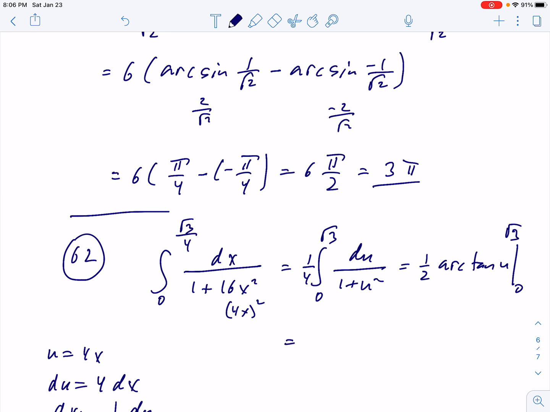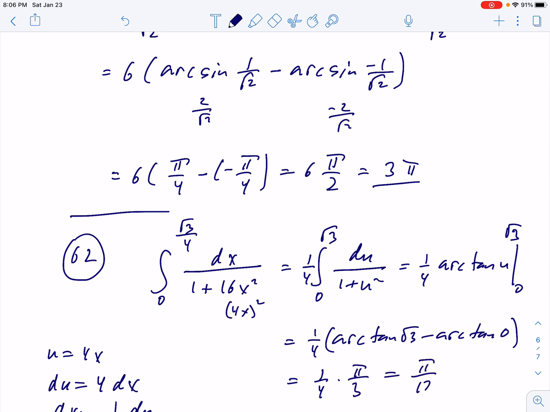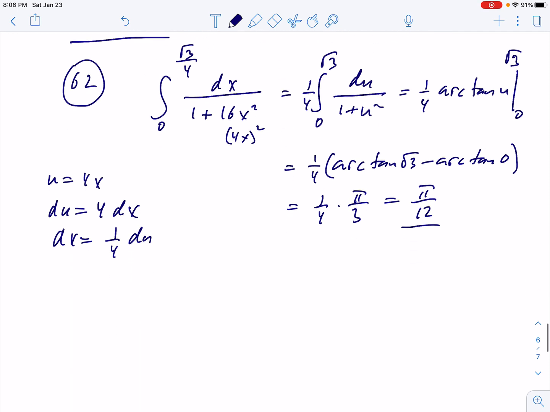And this will be, 1/4 in front, arctangent root of 3 minus arctangent 0. And tangent 0 is 0. Arctangent root of 3, we found this before. That's pi over 3. So the final answer is pi over 12. Now I want to show you a shortcut which saves time.